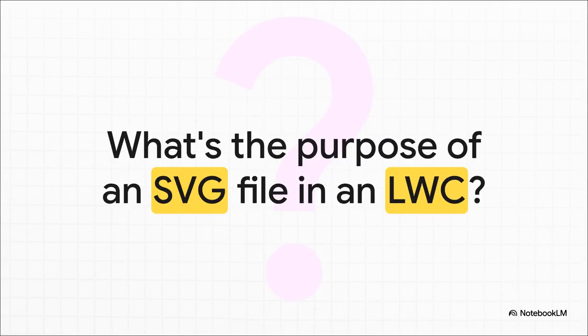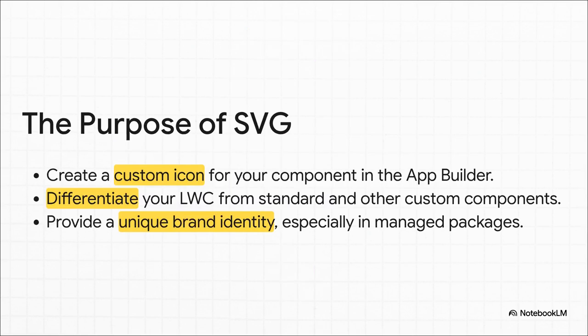All right, next question. We mentioned that optional SVG file. I mean, what's it really for? Why would you go to the trouble of creating one? It's all about making your components look professional and easy to find. That SVG file lets you create a custom icon that shows up in the Lightning App Builder. So when your admin is dragging and dropping components to build a page, yours will stand out with a unique logo instead of a generic placeholder. It's a small touch that makes a huge difference, especially if you're building components for other people to use.